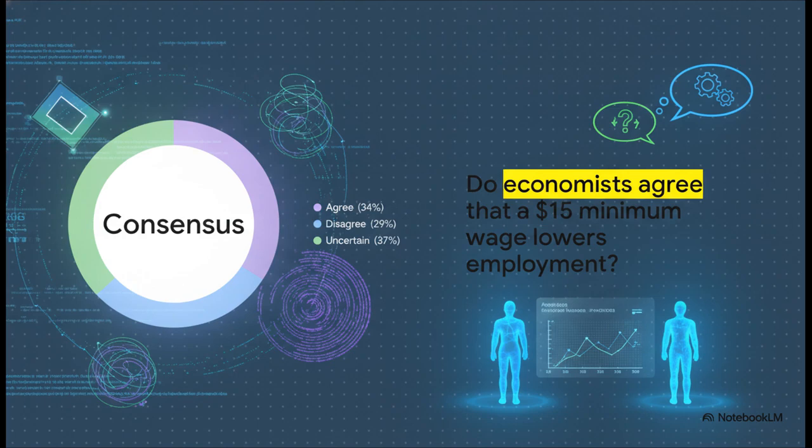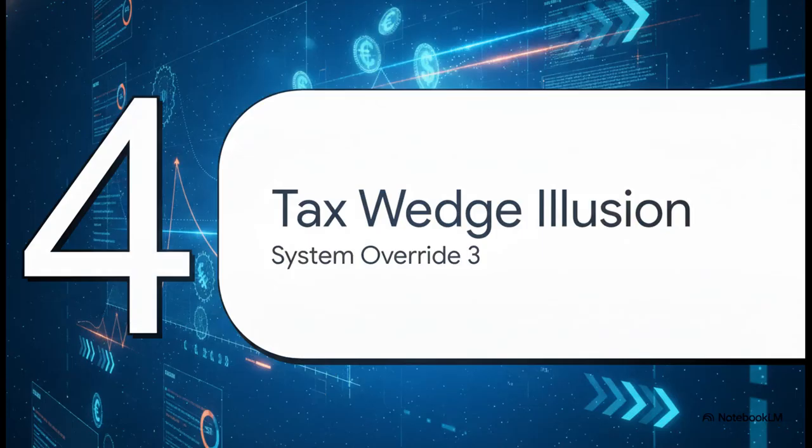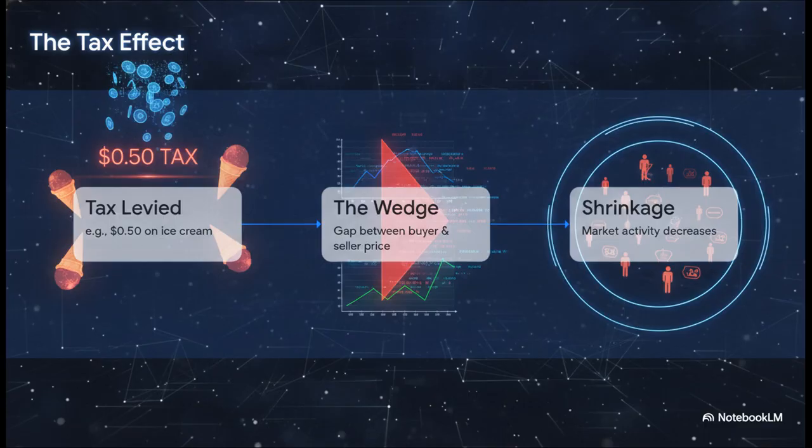heavily debated. Section 4, the tax wedge illusion. Okay, let's get into the most common, yet perhaps most misunderstood government intervention of all. Let's walk through the three-step domino effect of a standard tax. Step 1. Say the government levies a 50-cent tax on ice cream.